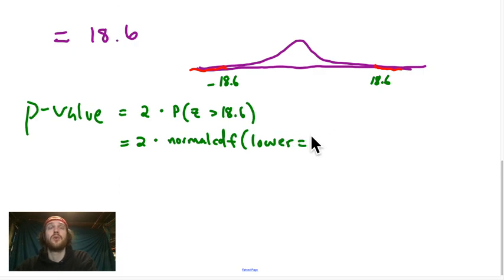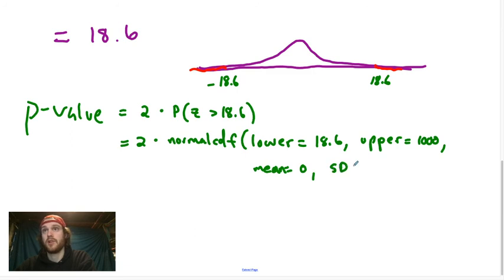Lower equal to 18.6, or you could do the other side, it doesn't matter, comma, upper equals 1,000, mean equals 0, and standard deviation is equal to 1. Okay? So you do that math, you end up getting a number in scientific notation because it's so small. You get 1.72, roughly. Yours might be a little bit different.